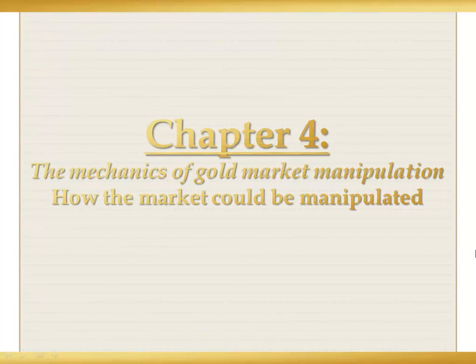Chapter 4: The Mechanics of Gold Market Manipulation. In this chapter, the key essential information is revealed about the schemes that could be used to suppress the price of gold. The basic concept you have to grasp in order to understand the schemes of manipulating the price of gold is the concept of supply and demand.